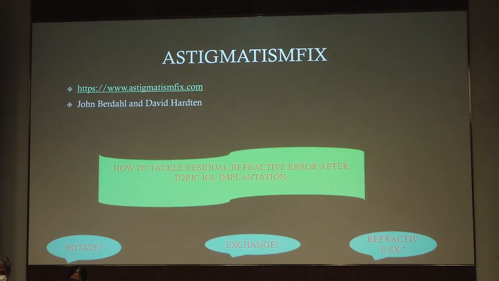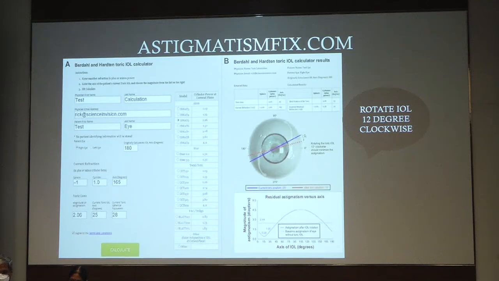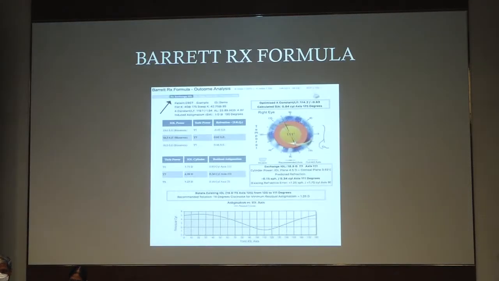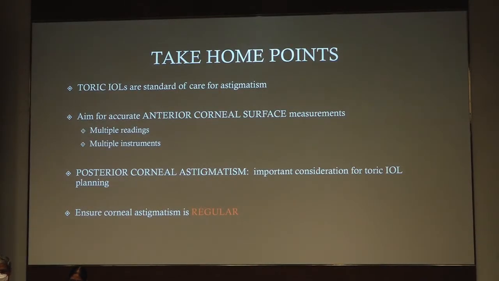If you land up with a residual astigmatism, how do you tackle it: whether to rotate the IOL, exchange it, or go for a refractive surgery? You can go to the Astigmatism Fix website, and that will tell you how to tackle the situation. We have the Barrett RX formula. So the take-home messages are that toric IOLs are the standard of care for astigmatism.